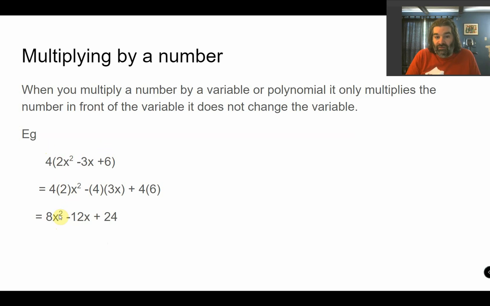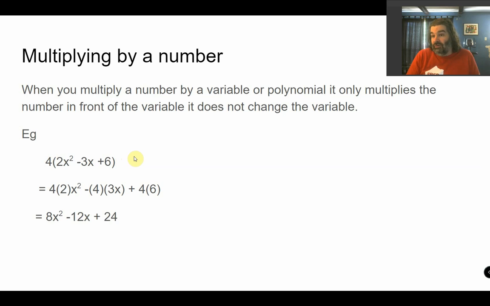The x squared stays the same. 4 times minus 3, minus 12. The x stays the same. 4 times 6, 24, and there's still no x. So we multiply the 4 by the 2, the 4 by the minus 3, and the 4 by the 6.